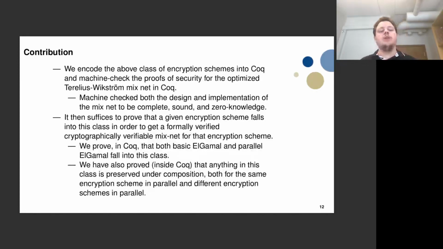Okay. So we proved in Coq that both basic ElGamal and something called parallel ElGamal or multi-recipient ElGamal fall into this class. We also subsequently proved that some more complicated encryption schemes also fall into this class. We also proved that anything inside the class is preserved under composition, both of the same encryption scheme in parallel and of different encryption schemes in parallel. So basically, these are kind of the things that you would hope would be true, and in fact, we've proven they're true, and this allows you to do a lot of things automatically, which is very helpful.